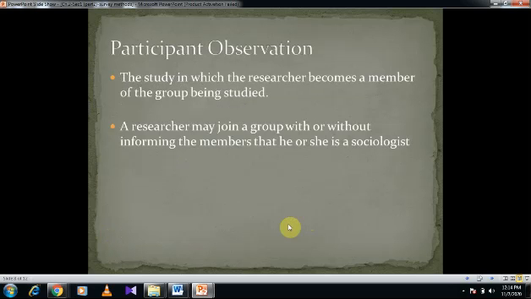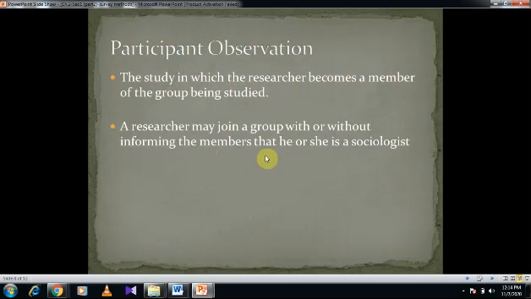Now, we finished qualitative methods and quantitative methods. We have another type of research method, which is called participant observation. In this type of research, the researcher becomes a member of the group being studied. I'm studying a certain group instead of being outside and watching them. No, I join the group. I become one of the members of the group.